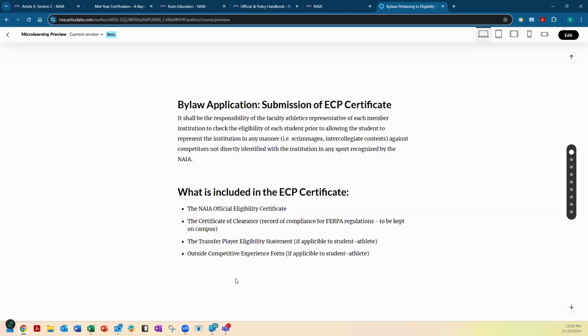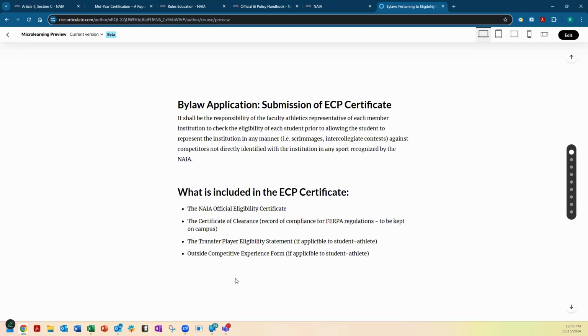So the bylaw application of submission of an ECP certificate: it is the responsibility of the faculty athletic representative of each member institution to check the eligibility of each student prior to allowing the student to represent the institution in any manner, including scrimmages, intercollegiate contests, exhibitions, etc., against competitors not directly identified with the institution in any sport recognized by the NAIA.